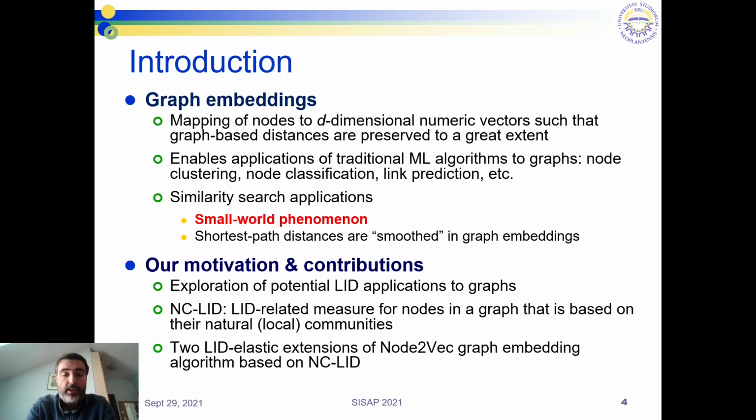Why we do this and how do we contribute? Well, we want to explore applying the notion of LID to graphs, and in particular graph embedding, which wasn't done very often before. Graph embedding, as far as we know, wasn't done before. We contribute by proposing a new measure, NCLID, for nodes in a graph that is based on their natural communities. So we estimate the intrinsic dimensionality of a node in a graph directly. And then we propose two extensions of the well-known Node2Vec graph embedding algorithm, which rely on NCLID.